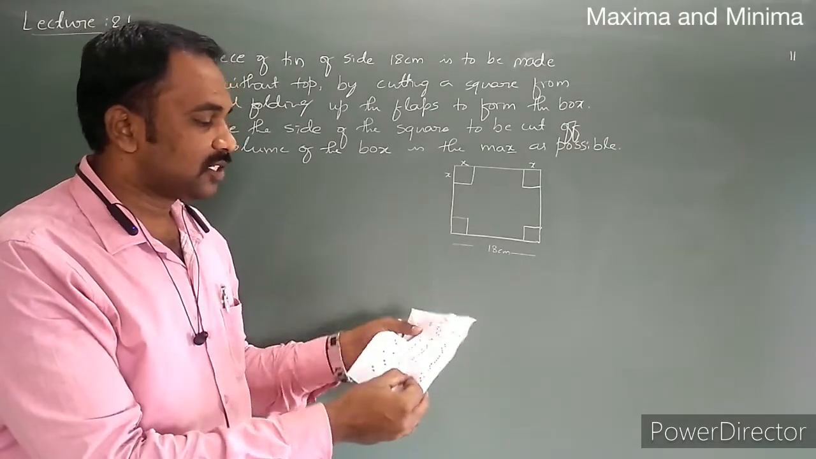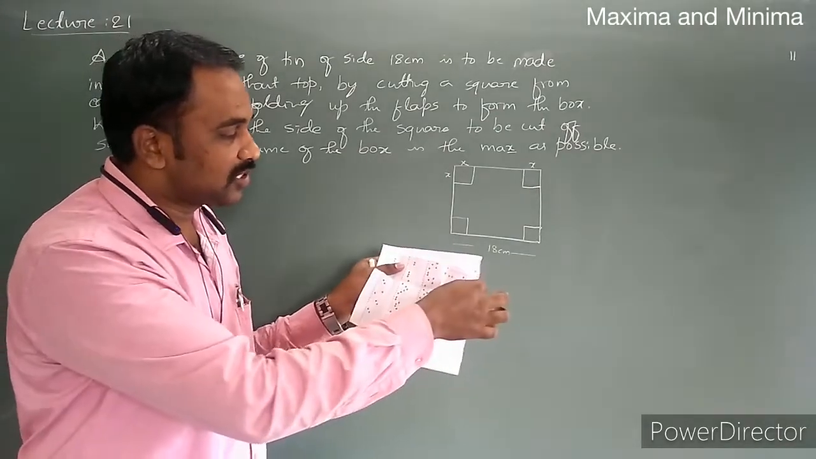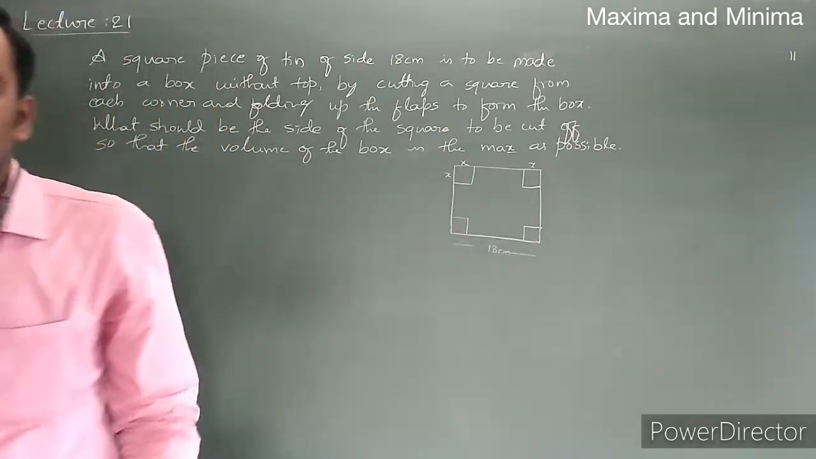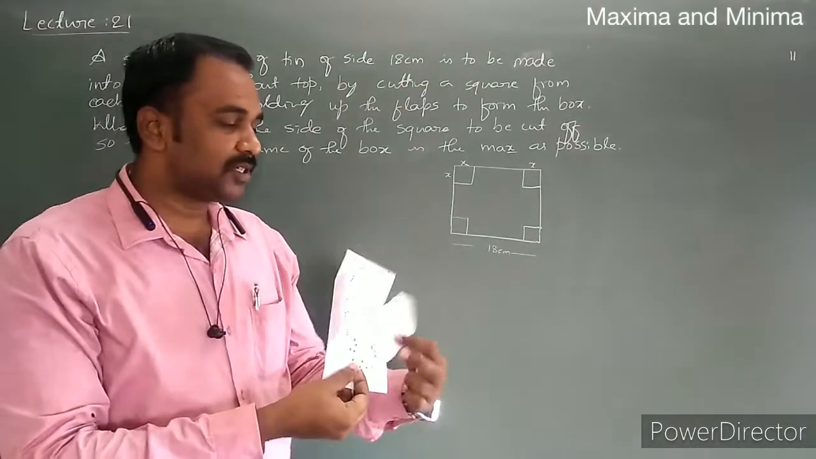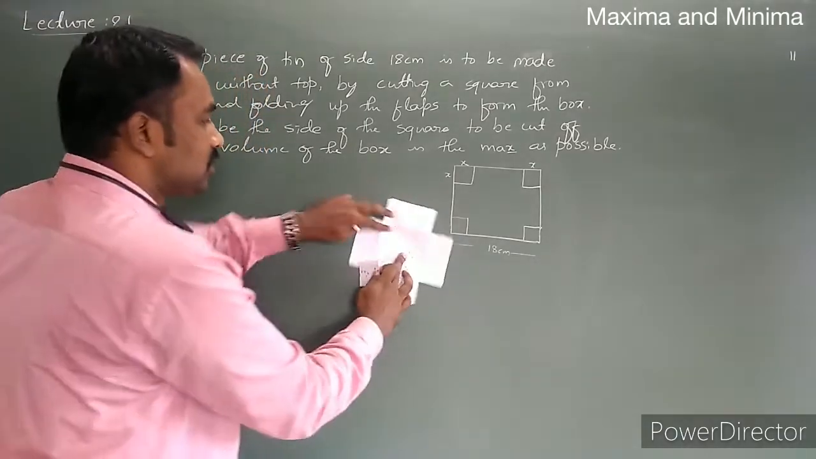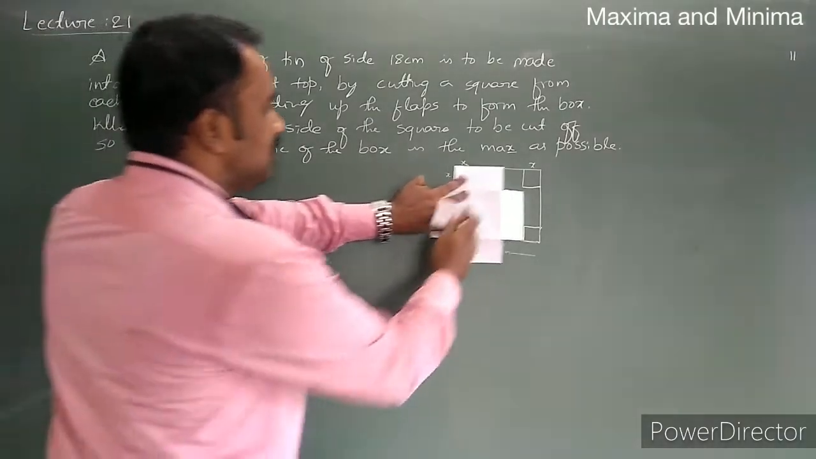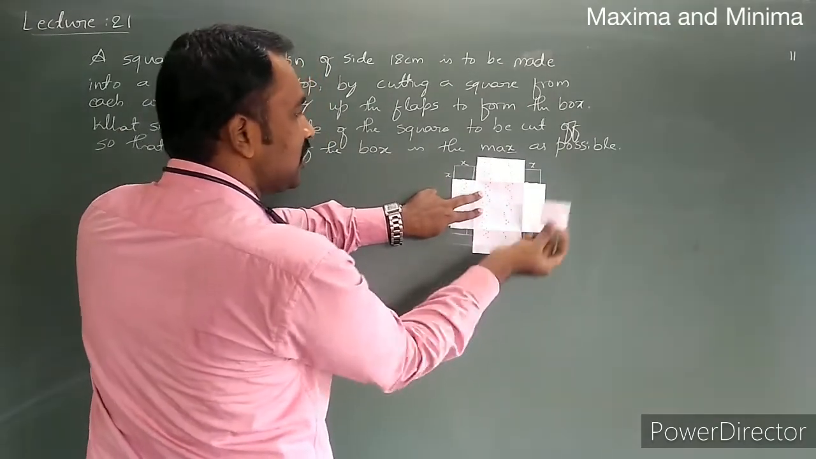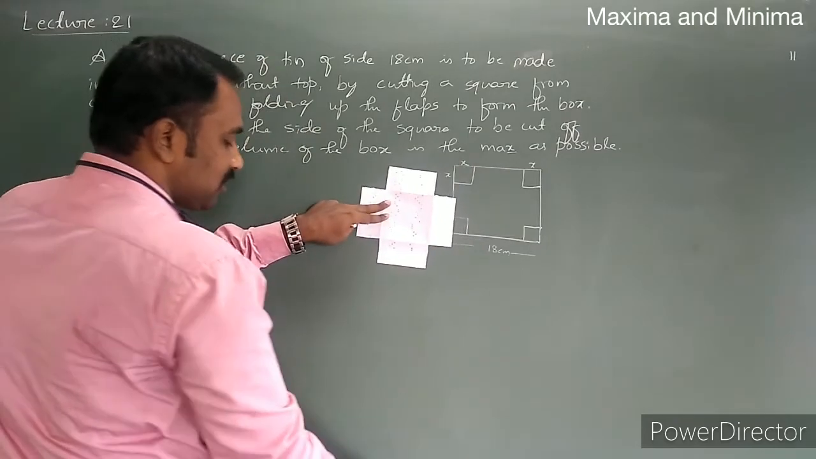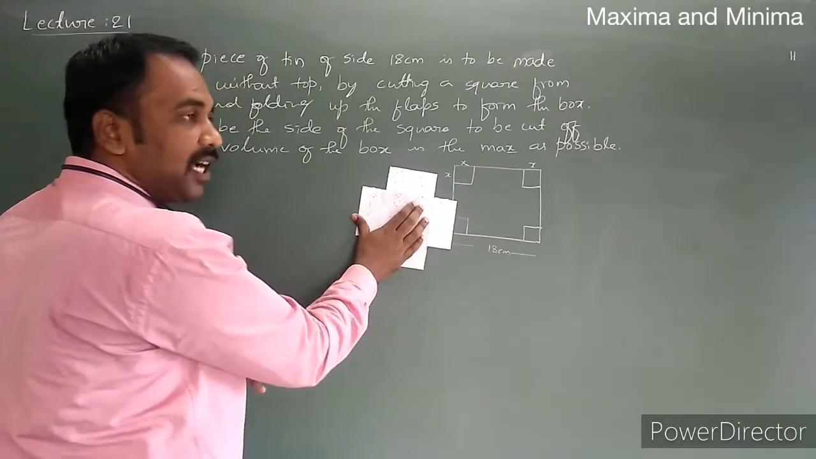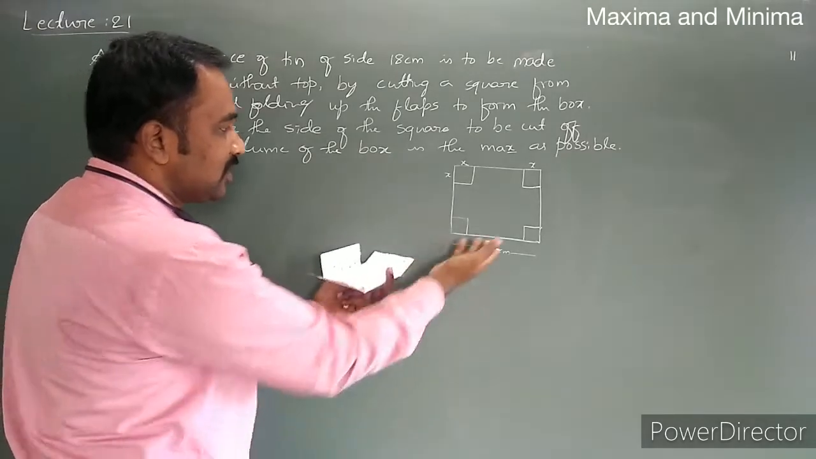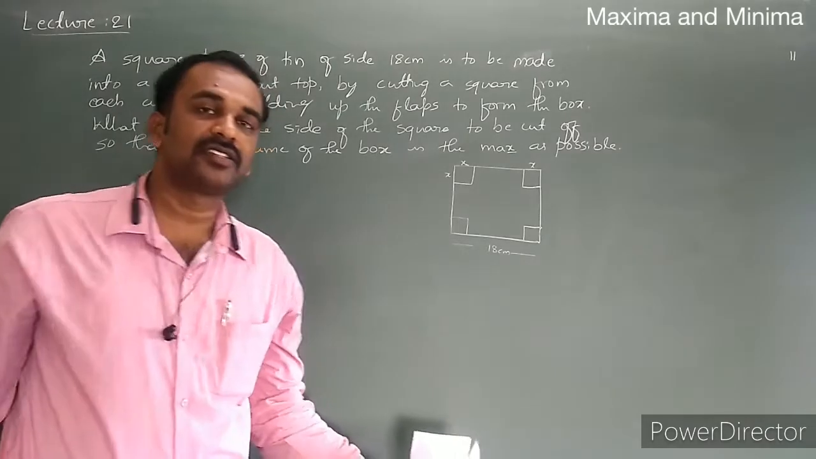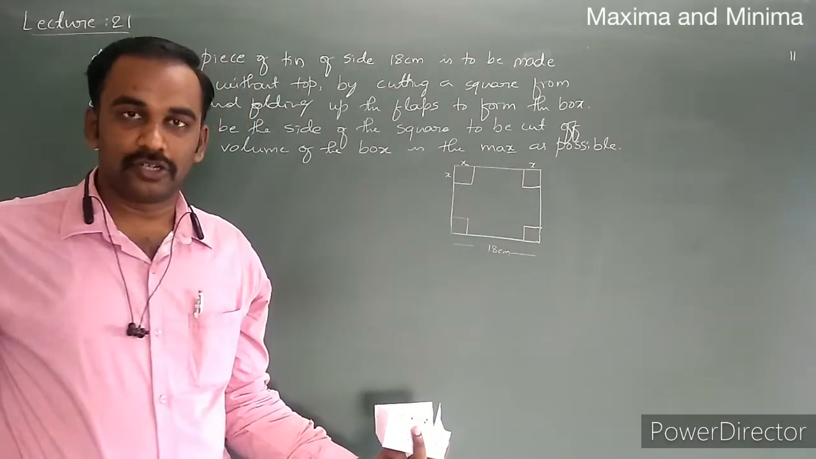Here a square piece is there. From each corner, I am just going to cut the square pieces. After cutting the square pieces, the flaps are there. So here it is a square piece, and just cut a square from each corner. Then the flaps are left. So those flaps we have to fold and make it a box. Okay, these flaps I just fold and make it a box. This is a box without a top.